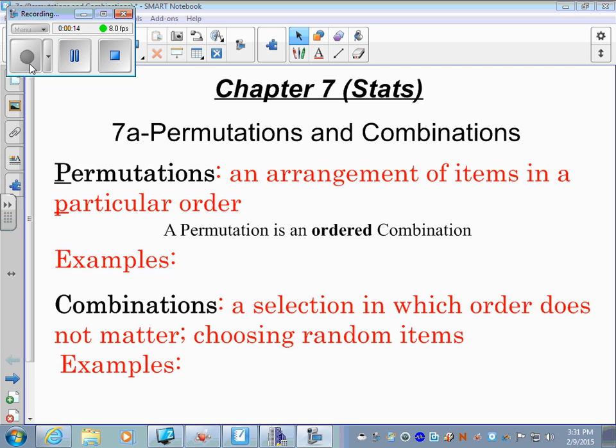Quick definitions. Permutations are an arrangement of items in a particular order. Permutation is also an ordered combination, specific order. Here are some examples.